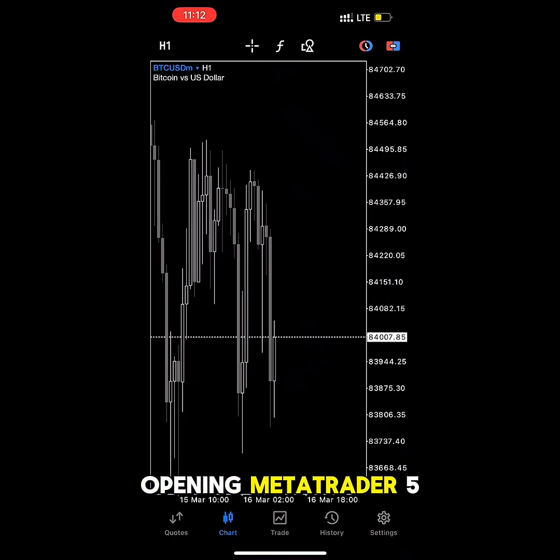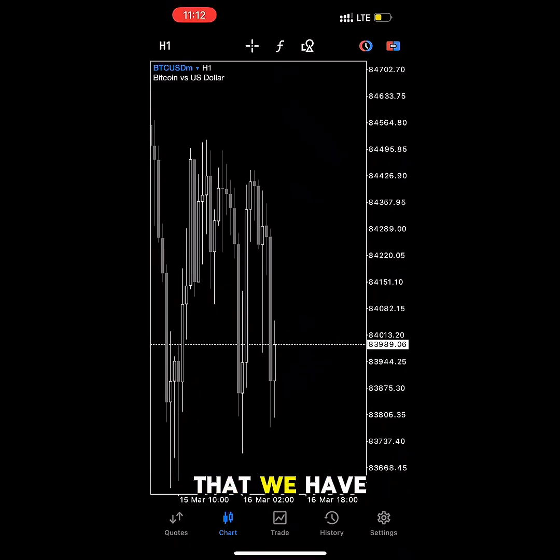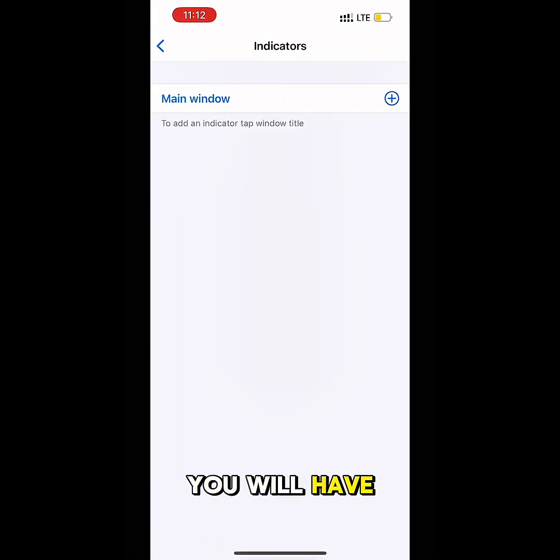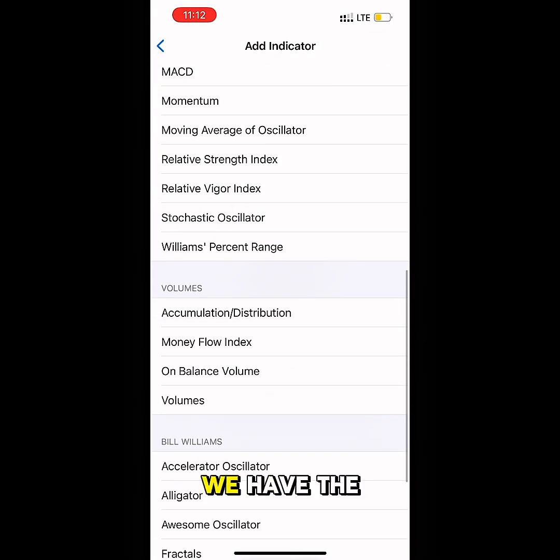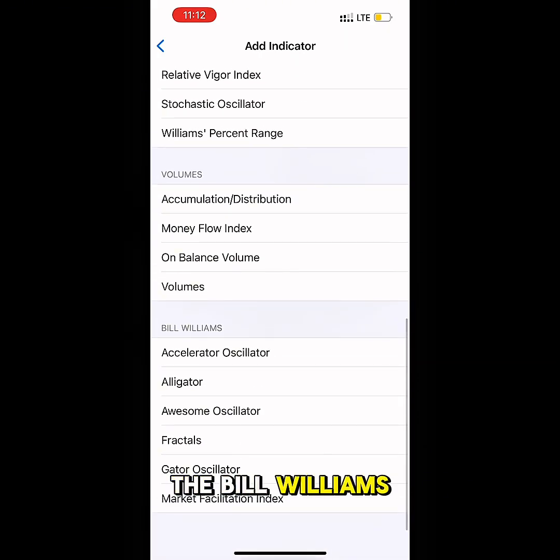Upon opening MetaTrader 5, you will realize that we have a few icons at the top, and the one in the middle is the one we're looking for, the function option. By clicking on the function option or on the indicator sign, you will have the main window of indicators available to you. By clicking on the plus sign, you will then have all the available indicators in the different categories. So we have the trend indicators, we have the oscillators, we have the volumes, and then the Bill Williams.